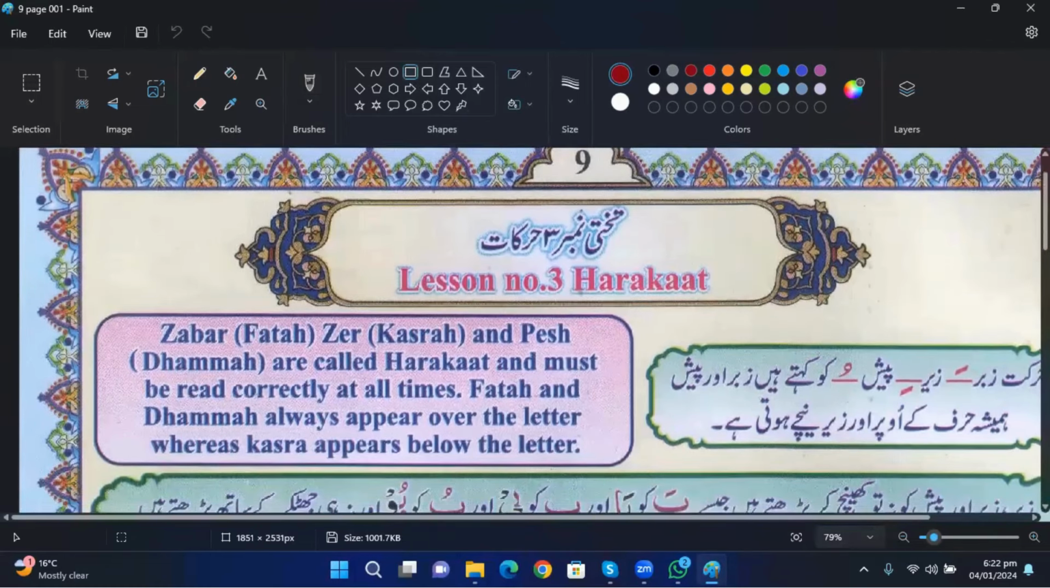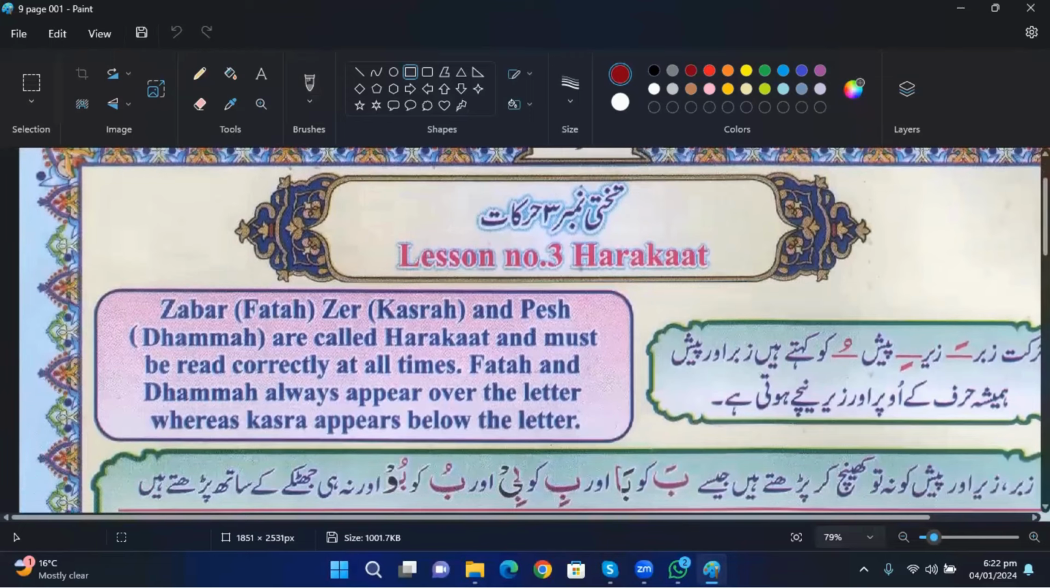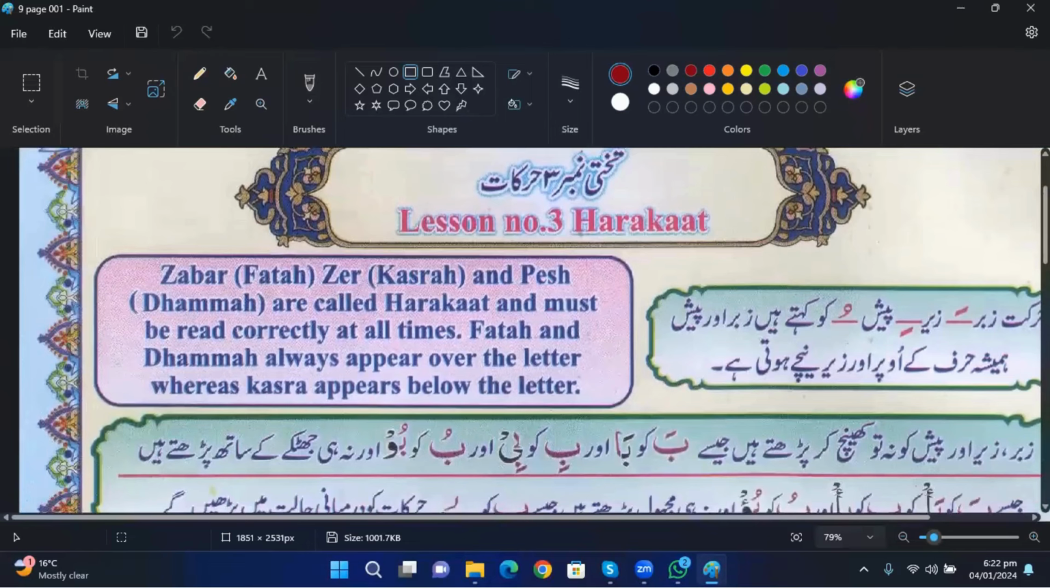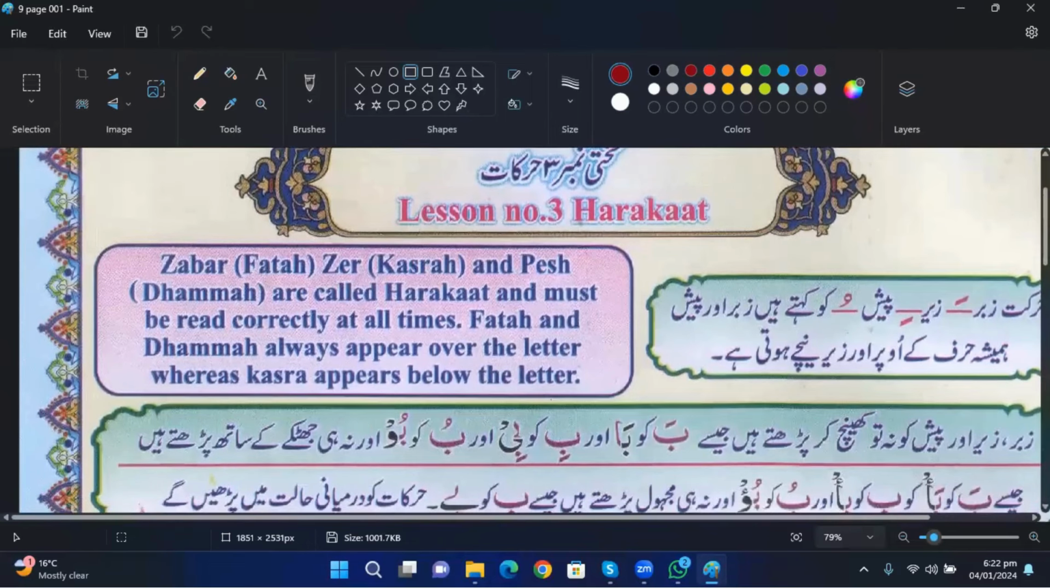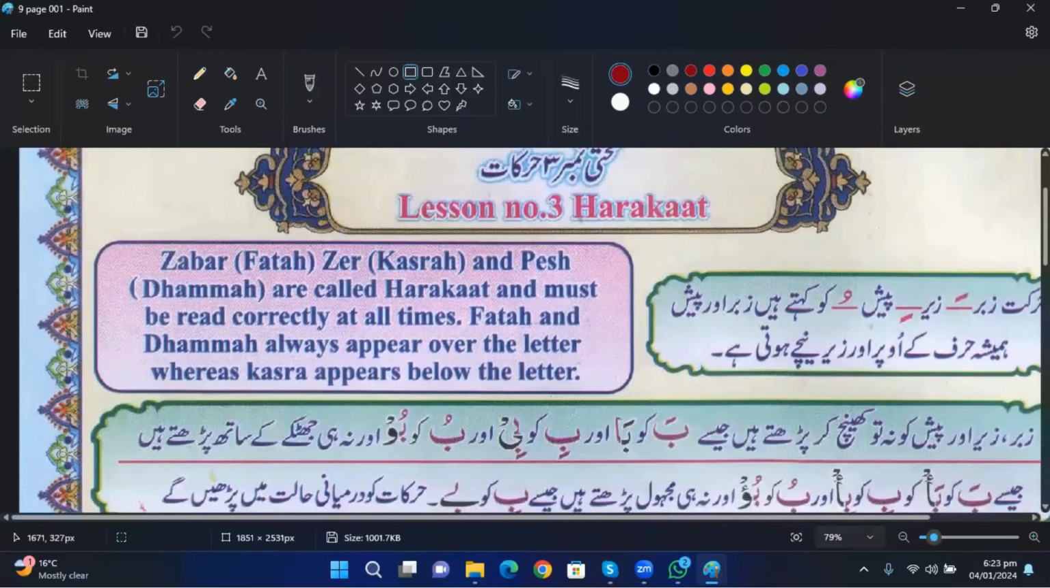So first of all, we will discuss what harakat is. Zabar, zair, pesh are called harakat, and in Arabic, fatha, kasra, and dhamma are called harakat.